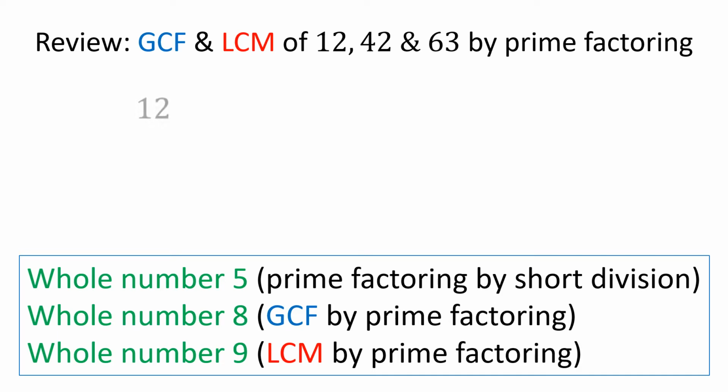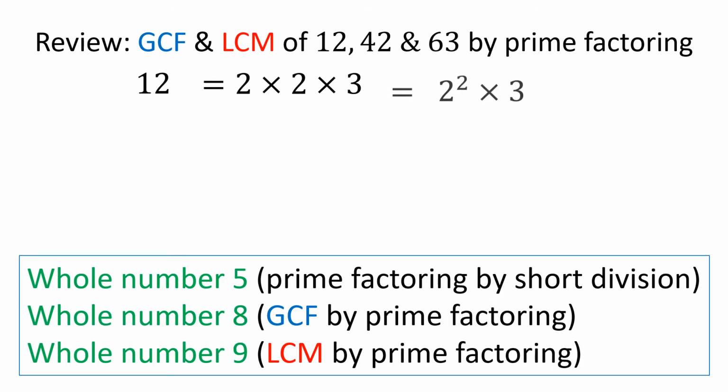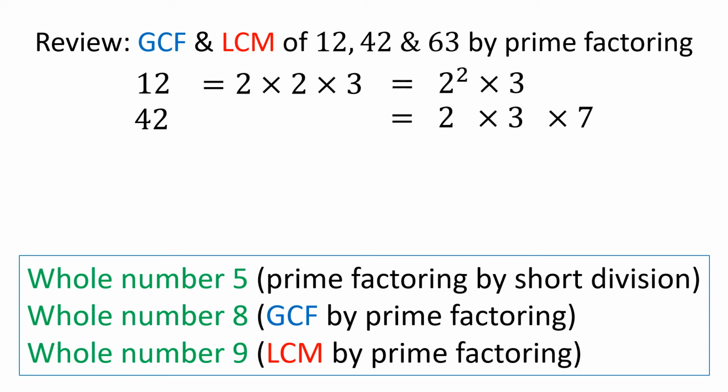12 can be expressed as 2 times 2 times 3. Let's express this in ascending order with exponents, and it will be 2 squared times 3. 42 can be expressed as 2 times 3 times 7, which is already in ascending order with exponents. 63 can be expressed as 3 times 3 times 7. We can express this in ascending order with exponents, which is 3 squared times 7.